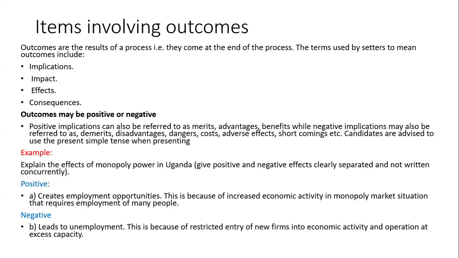Where they become specific and look at adverse effects, then a candidate is supposed to center on the negatives. So how do you do that? You start with the tense we talked about. For instance, effects of monopoly. When you are talking about this, you show the examiner that there are positive and negative effects. It is wise to start with the positive side and say creates employment. Then you show that it is because of increased economic activity that monopoly requires, and then show how employment is created.